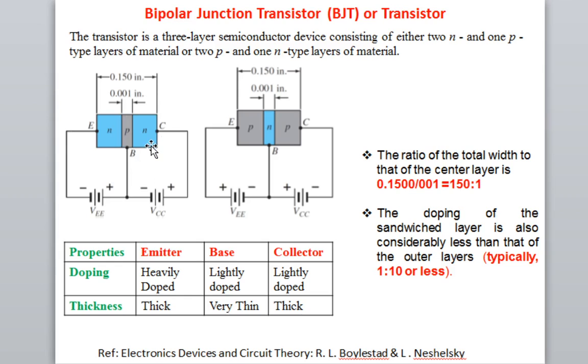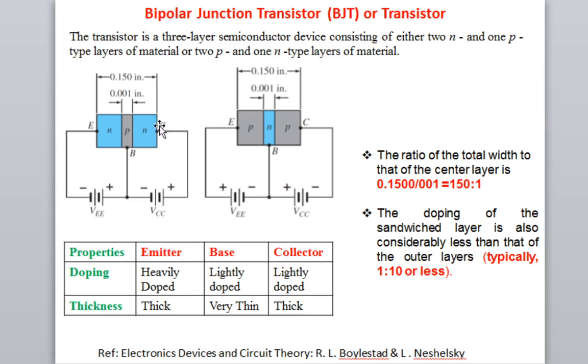Another difference between emitter, collector and base is the thickness. The emitter should be very thick in comparison to the base, and the base should be very, very thin. The collector should be thick, much thicker than both the emitter and the base. Here I have given some mathematical values.